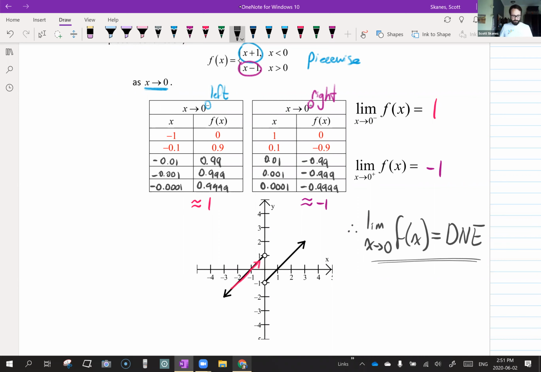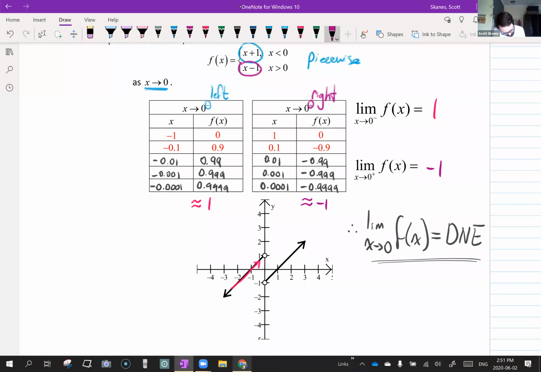Okay, so these graphical ones, don't get overwhelmed by them. Just look at the table and say, okay, as the x value gets closer and closer to where we want it to be, so closer and closer to 0 from the left in this case here, it gets closer and closer to 1.